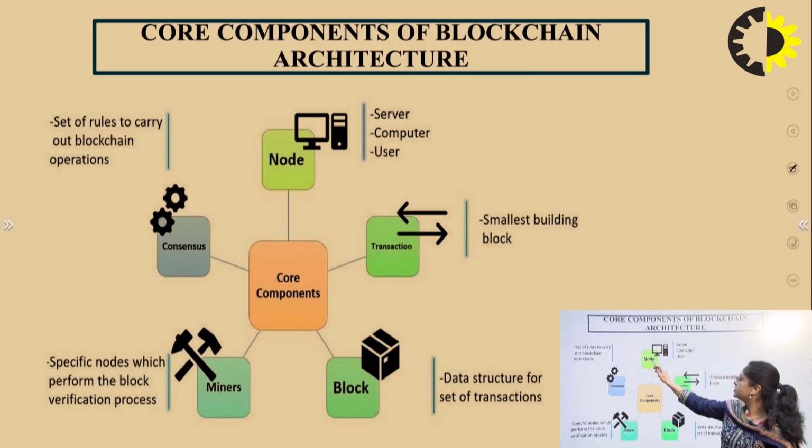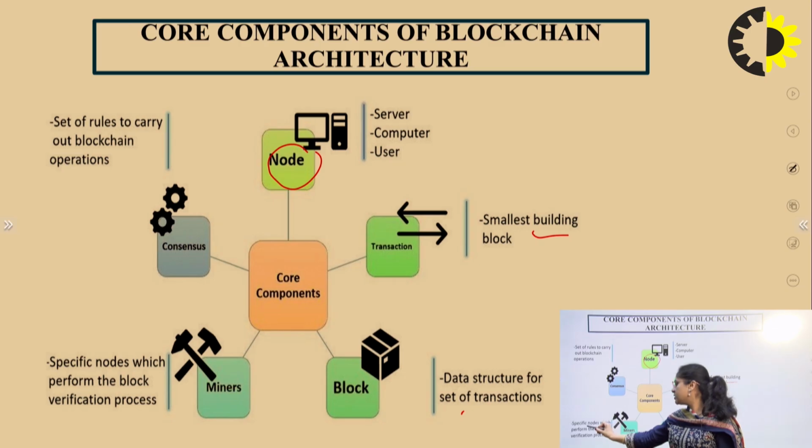Consensus, and this is the node. First, the node, having the server computer and the user. Transaction is the smallest building block, which has a data structure for a set of transactions. Miners specifies nodes which perform the block verification process. These are the miners, the peers solving the mathematical puzzles. They are called the miners here. Consensus is a set of rules to carry out the blockchain operation.